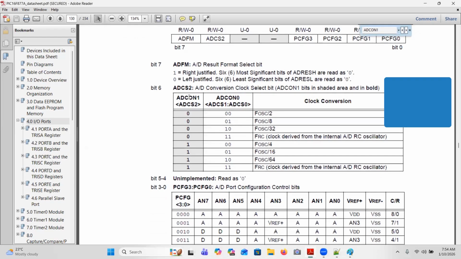ADCS, the analog to digital conversion clock select bit. I told you that the ADC is also a digital circuitry that needs a clock to operate. From where do we have to select that clock? We have to supply a clock to it. Every peripheral in a microcontroller requires a clock to operate.